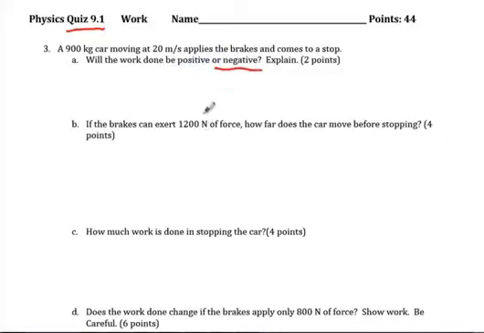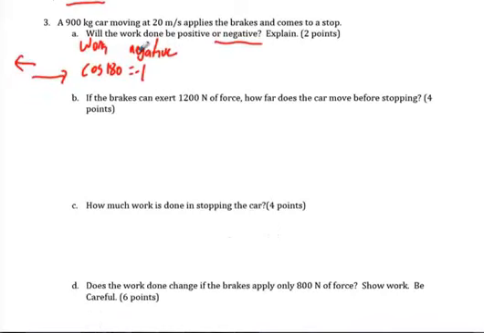Well, it's going to be negative, and from the work standpoint, the car is moving this way, and the brakes are applying the force that way, so the cosine of 180 is equal to -1, so the work will be negative. Okay? Then, if the brakes exert 1,200 newtons of force, how far does the car move before stopping? We had to know this because work is force times distance.